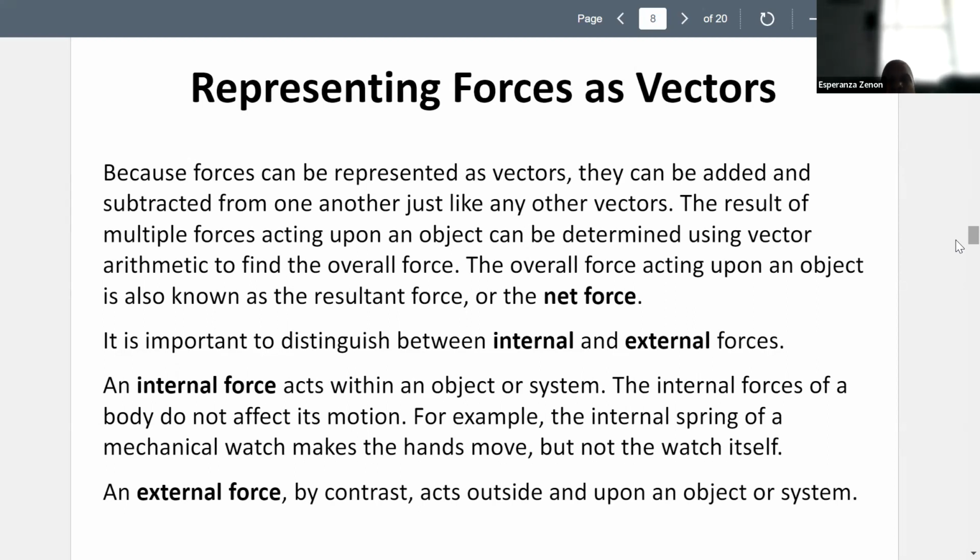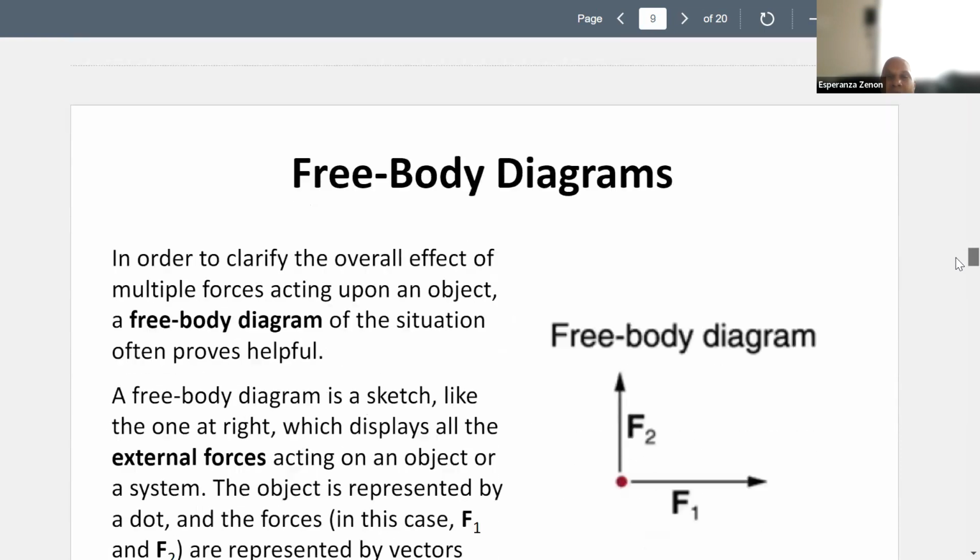Okay. And now we don't focus on internal forces because we're not looking at things at an atomic level. We focus on external forces. And these are forces that are acting outside of an object, but upon an object. External forces. And that's an important distinction. So net force is the overall force or the resultant force that you get when you add or subtract forces. And these forces are external. They're acting on the object from outside.